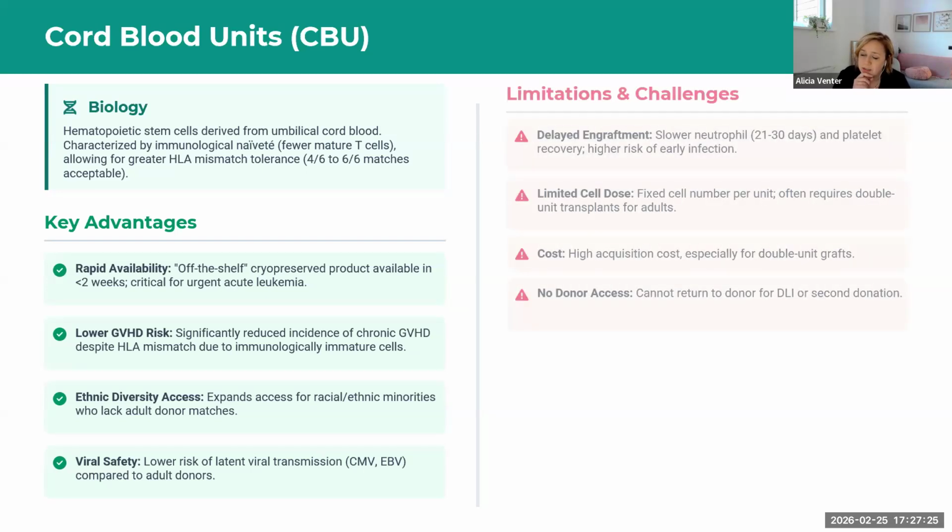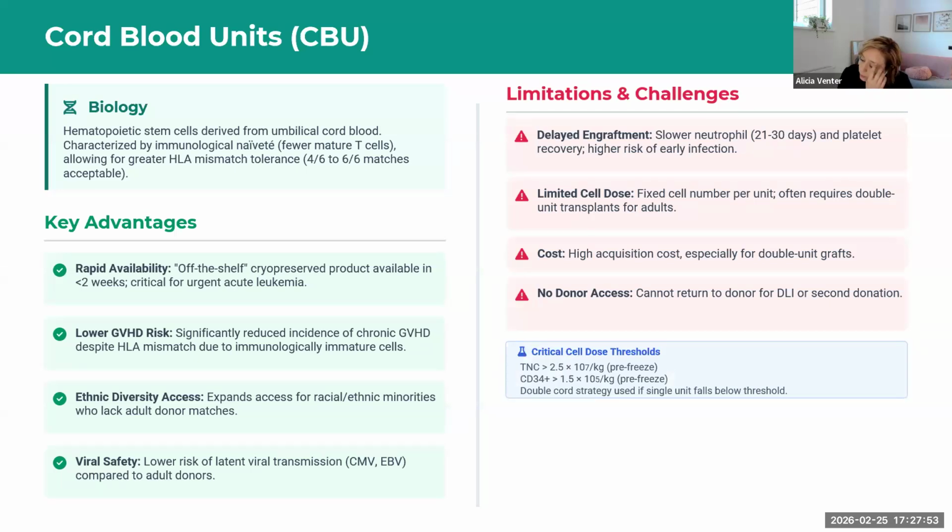Challenges: delayed engraftment. This is very well known and very well described. The limited cell dose. Some of the units are only 25 milliliters, so it's a really small cassette, and it's a one and done. I've already mentioned the cost, and you have no access to the donor should you need a top up, or if you need a DLI, any kind of thing. After that, it's done and done.